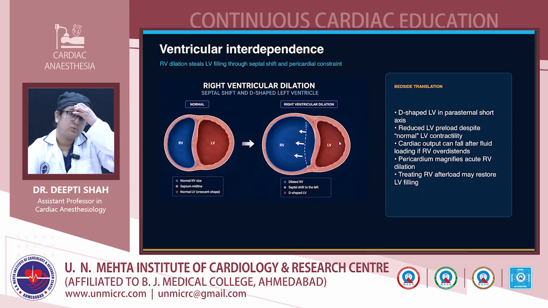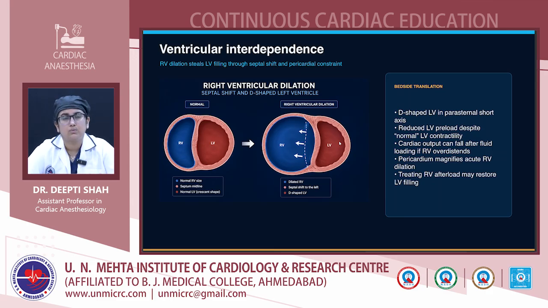The very important part of my talk is ventricular interdependence. Both the RV and LV are enclosed in the pericardium, and hence they share a common septum, which helps in the filling as well as the emptying of both ventricles. However, if the RV undergoes any kind of dysfunction, as you can see in the picture, the septum shifts towards the LV, resulting in a D-shaped LV.